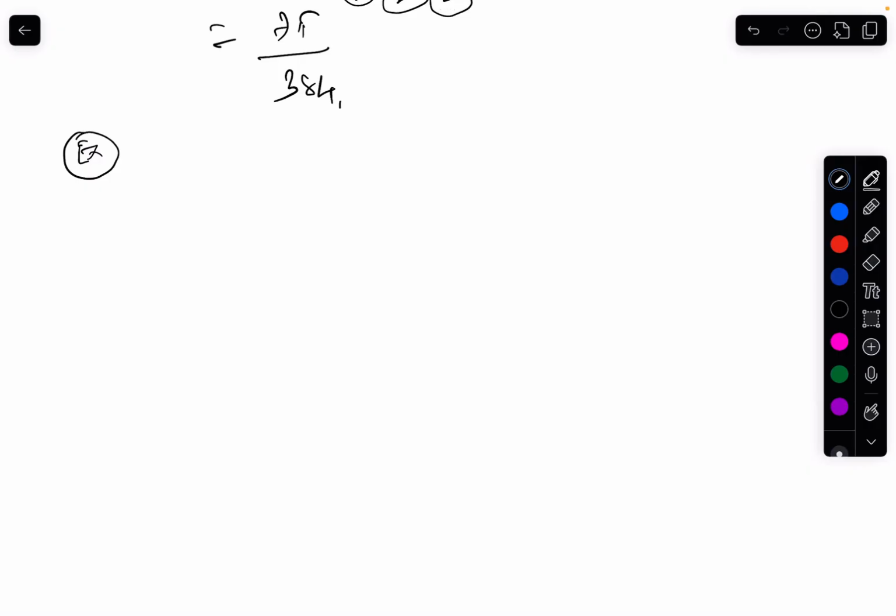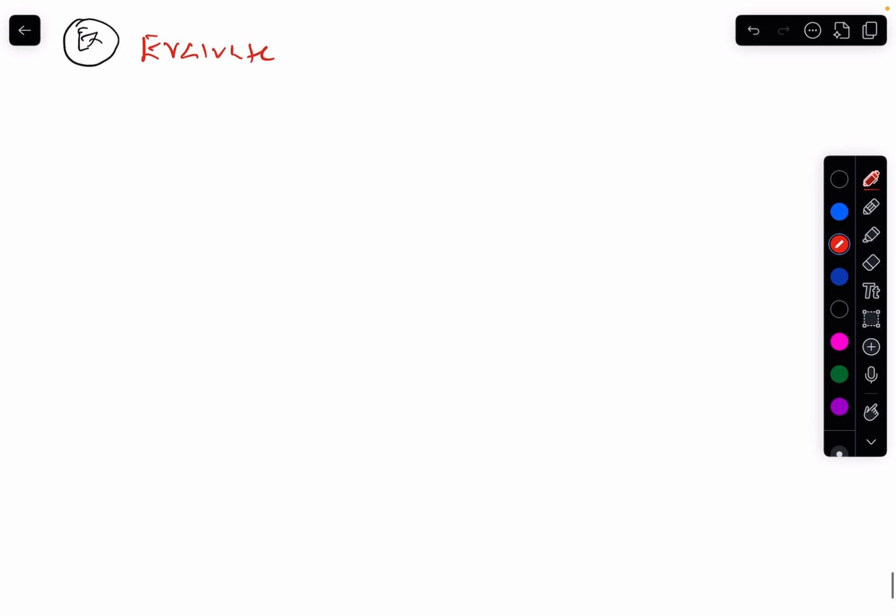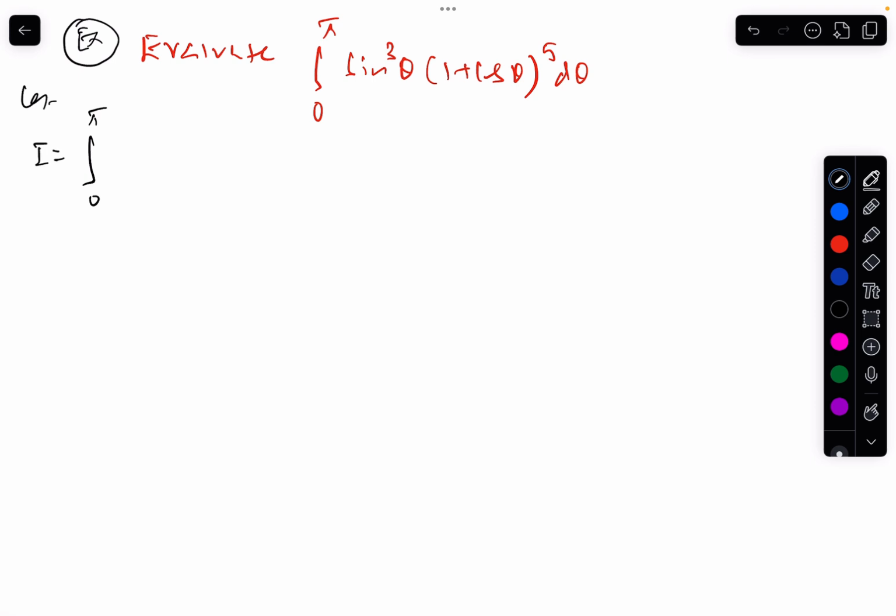Let us solve some more examples of reduction formula. So let us evaluate the integration 0 to pi, sine power 3 theta into 1 plus cosine theta power 5 d theta. So 0 to pi, sine power 3 theta, 1 plus cosine theta power 5 d theta.